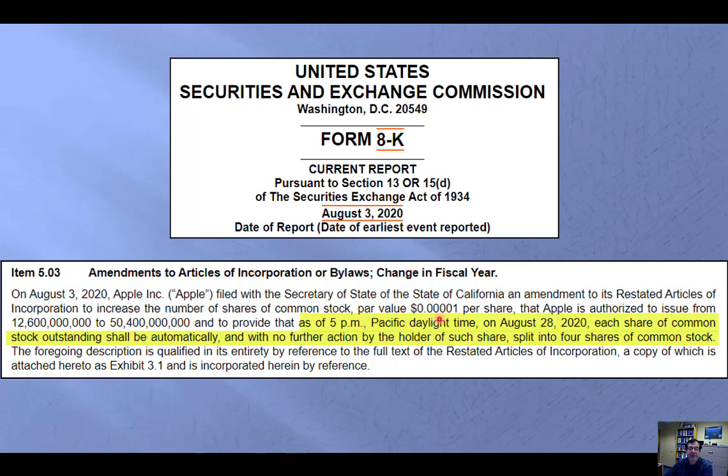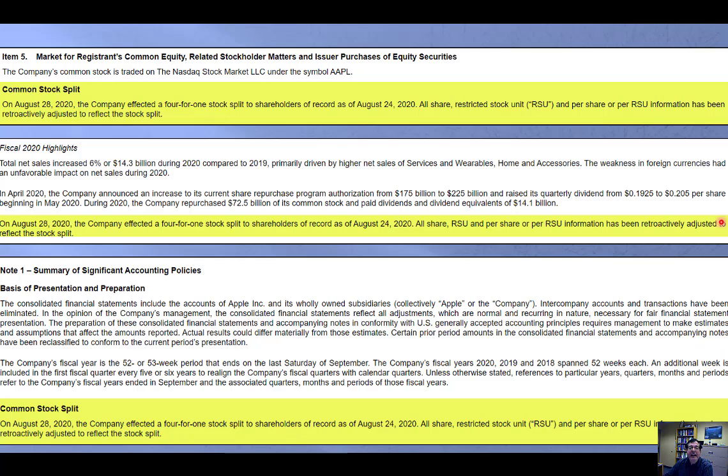So, they announce that at the close of business of August 28th, each common share will be split into 4 shares of common stock. This is known as a 4-for-1 split. You had 100, now you have 400. In their balance sheet, they note that all share and per share information has been retroactively adjusted to reflect the stock split. So they pretend that the stock split occurred right at the beginning of the period covered by the financial statements.